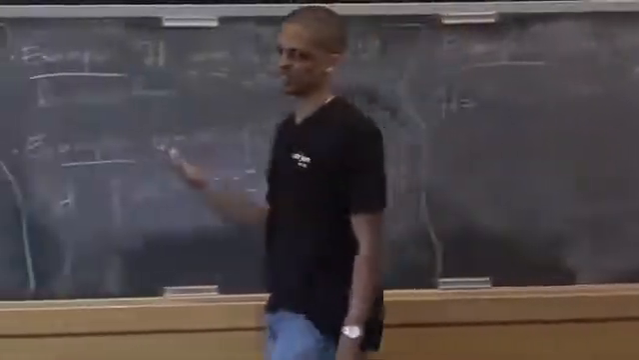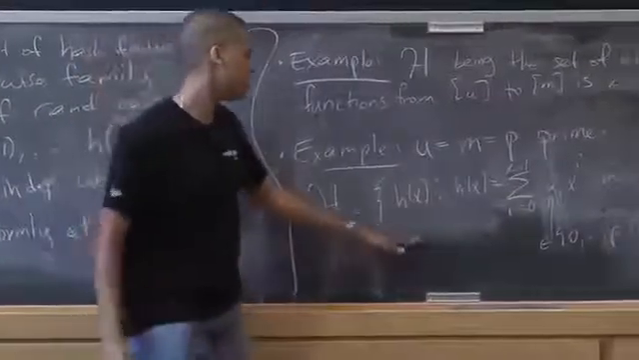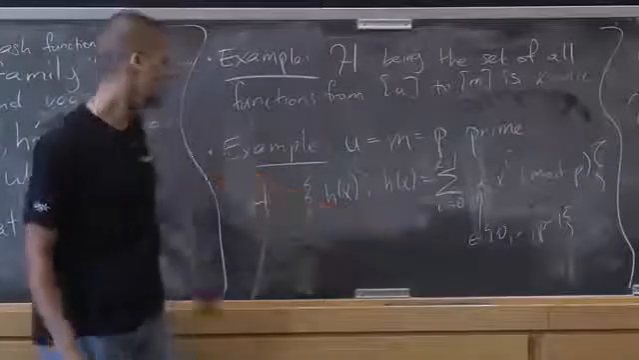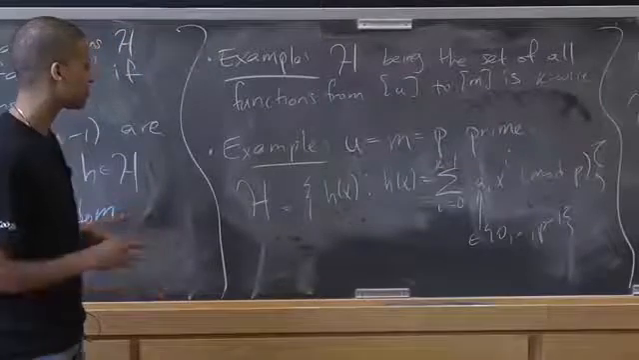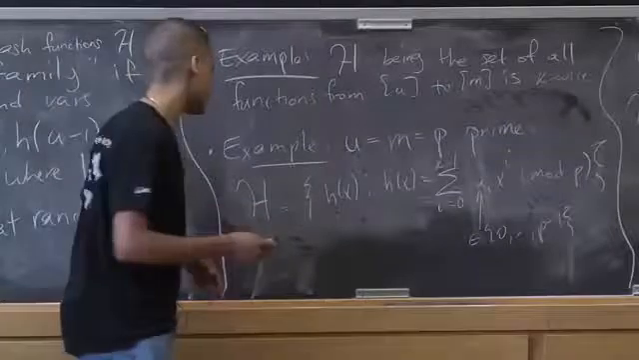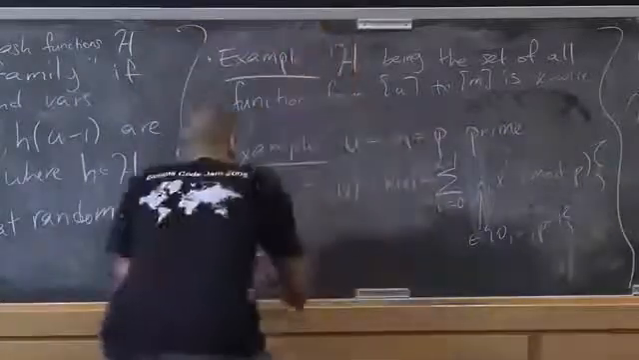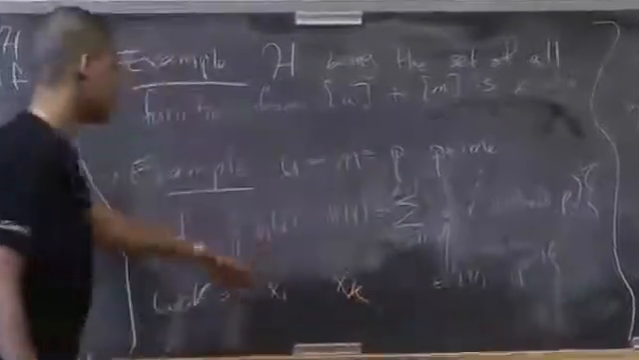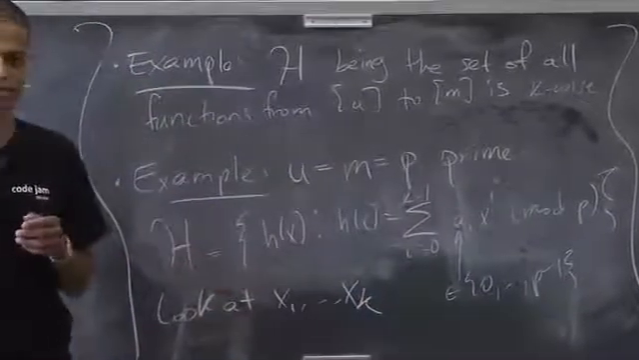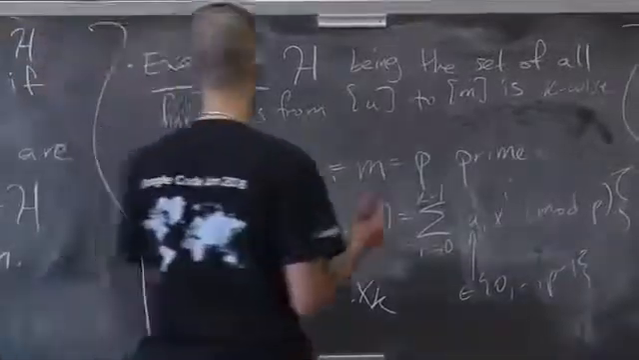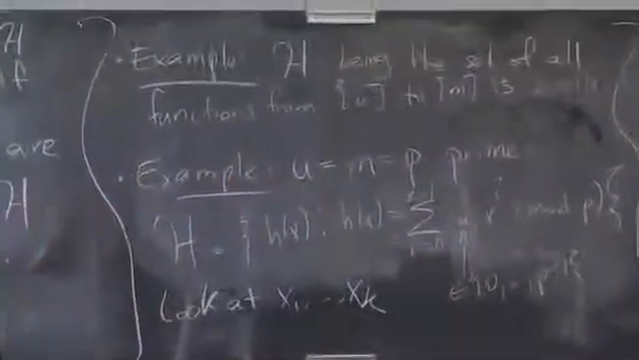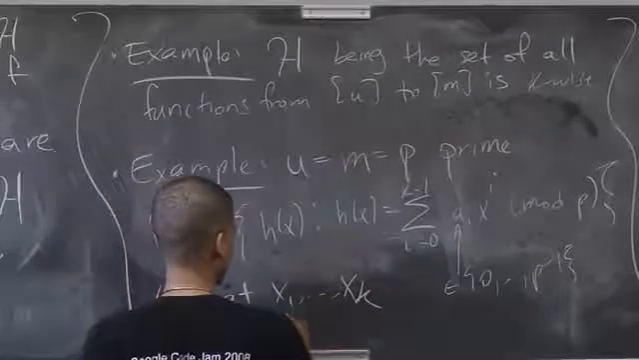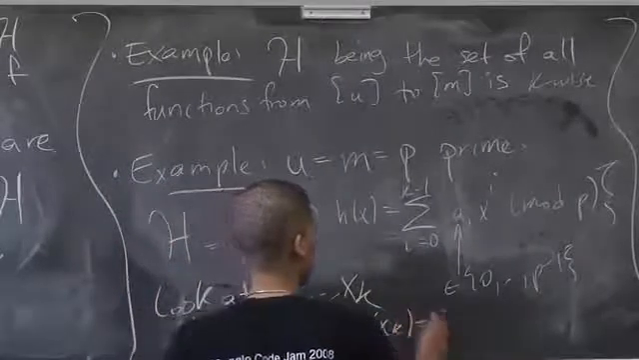The answer is polynomial interpolation. The basic idea is to look at any k different values of x, x1 up to xk, and look at h of x1 up to h of xk, where h is totally random. I claim that every possibility happens exactly once. So if you look at h of x1 equal to y1, up to h of xk equal to yk.